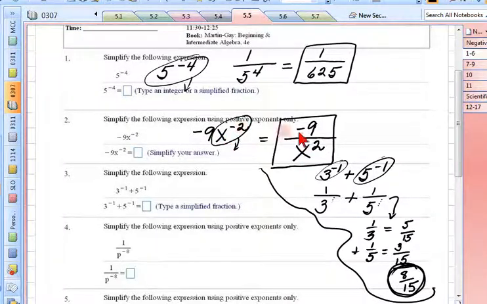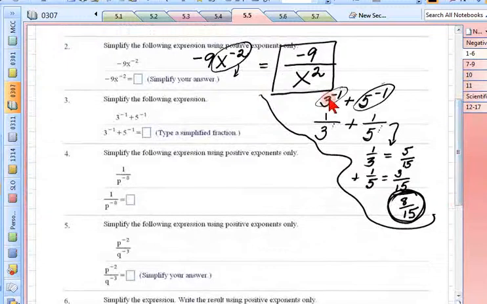The exponent changes its sign to positive. All right, if I look at this problem, the 3 goes to the bottom of the fraction. The exponent of -1 became +1. It's right there. I just dotted it. The 5 went to the bottom of the fraction. The -1 became a +1.